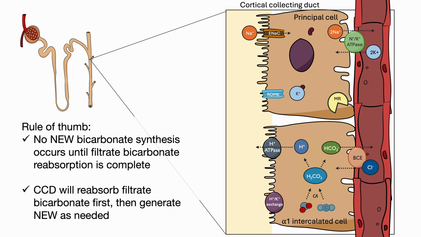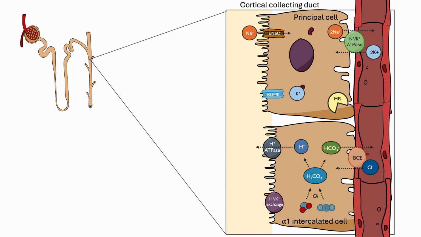In fact, under normal conditions, meaning a non-acidotic state, the filtered load of bicarbonate is so large that the cortical collecting duct does quite a lot of reabsorption, and not until it reaches the most distal portion of the cortical collecting duct will there be any new bicarbonate generation. This is done to tightly regulate bicarbonate levels in the body.